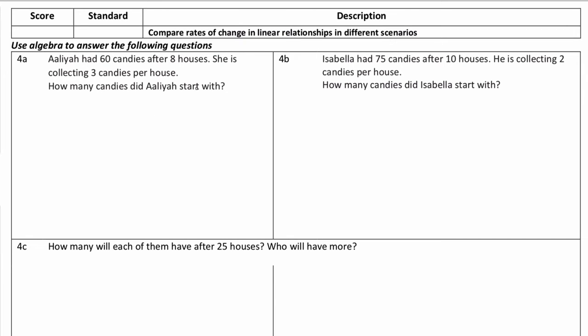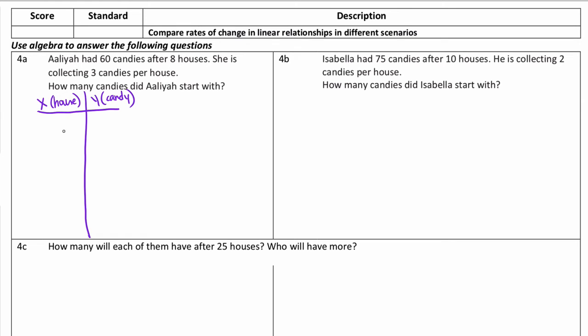Aaliyah had 60 candies after 8 houses. She is collecting 3 candies per house. How many candies did she start with? Well, I had a lot of students do this. Let's say that x is houses, and let's make a table. Let's say that y is candies.